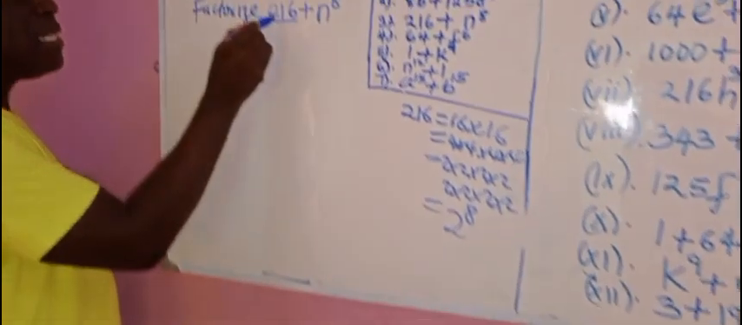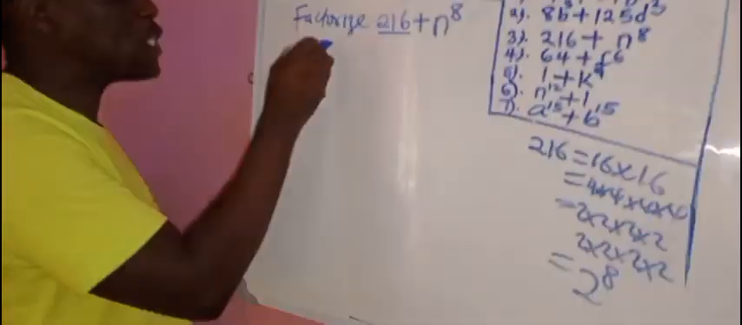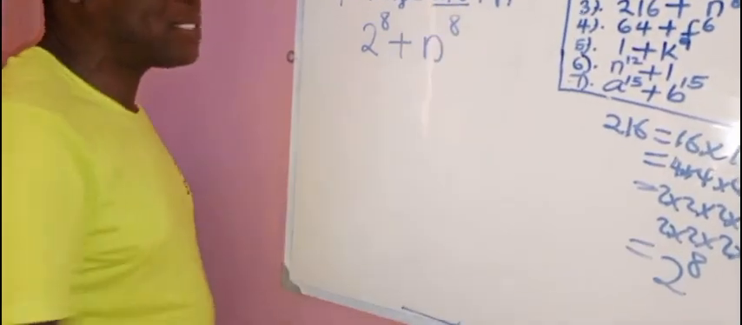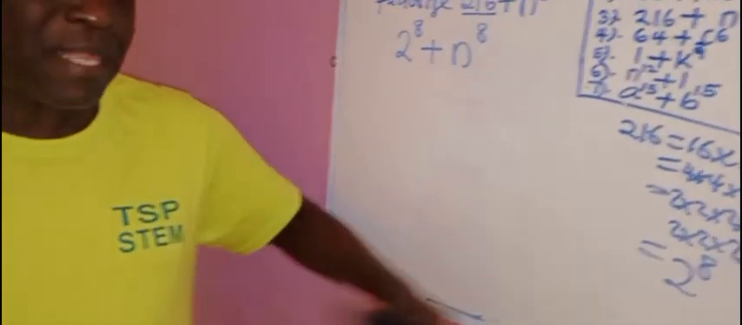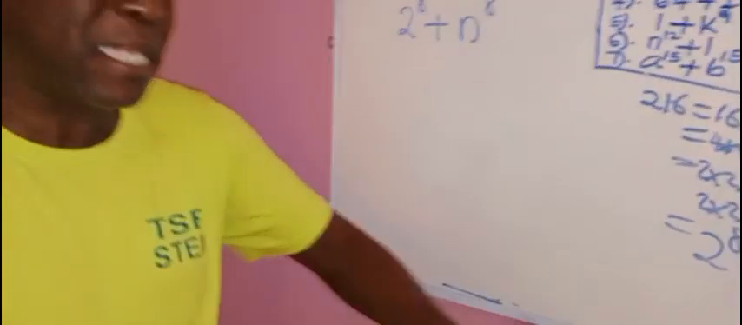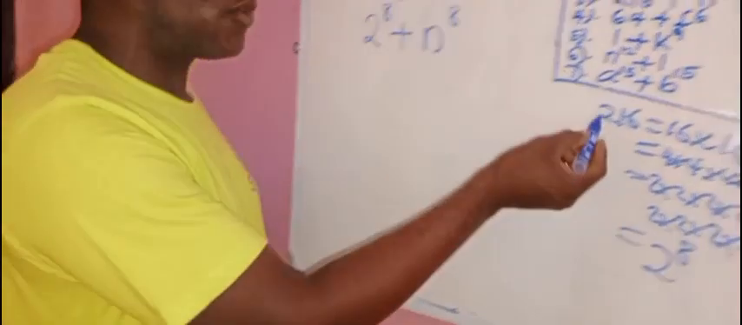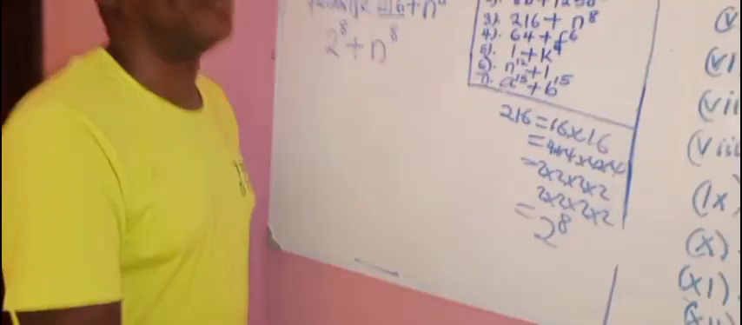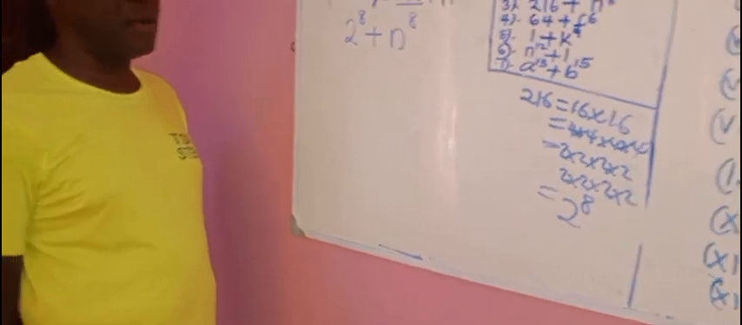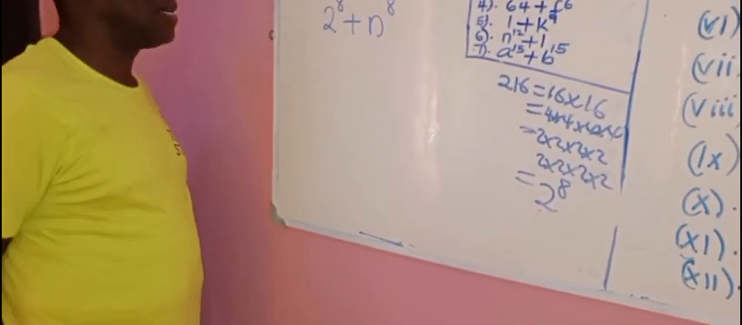So it means that these 216 can be written as 2 raised to the power 8 plus n raised to the power 8. Did you see that? Can you see? Mathematics. Factorizing, making it simple. From 216, I have gotten 2. Is that not very simple? That is one of the reasons why you factorize.